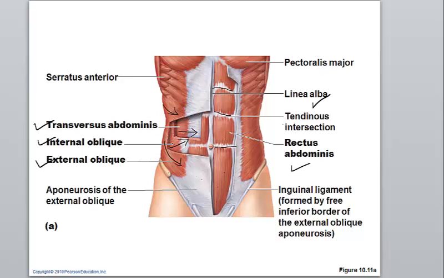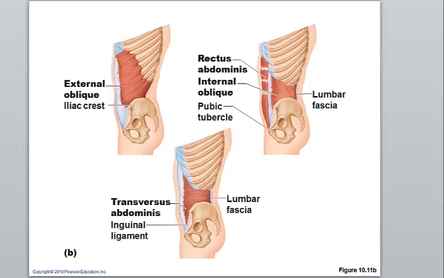So you have your transverse abdominis. If you remove all this muscle, you can actually see the transverse abdominis. Or in this picture, you can see your obliques and your transverse abdominis. Here's your external oblique starting from the ribs going all the way to the linea alba, and here's your internal oblique starting from the iliac crest and going towards the linea alba and the ribs.